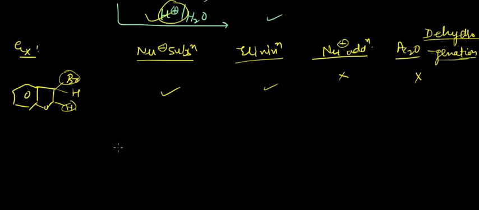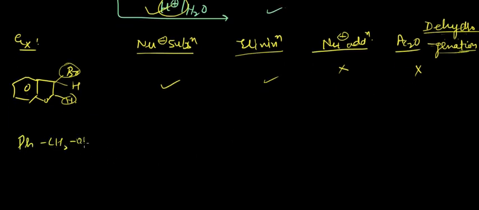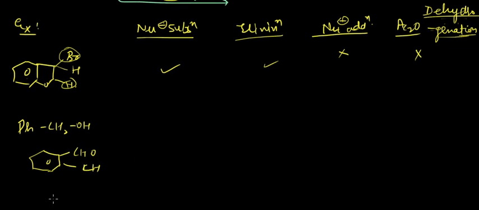Okay, let's see this compound, PhCH2OH. We have then this compound, and finally we have Br here and NH2 here. So which of the following compounds will go on nucleophilic substitution? This can go on nucleophilic substitution. This cannot go, this is OH rather. It cannot undergo nucleophilic substitution. Yes, it can also undergo nucleophilic substitution.